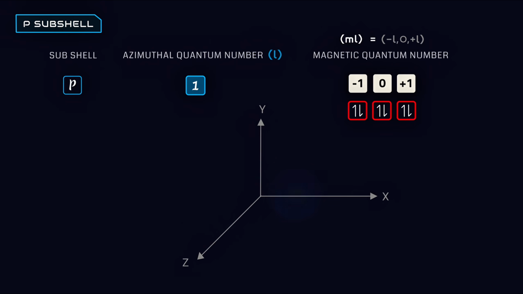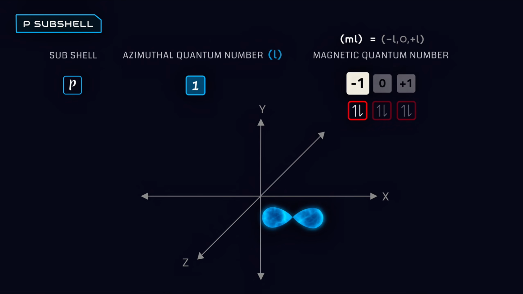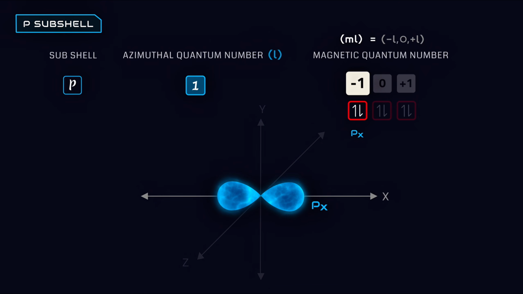The s subshell orbital has a spherical shape, but the p subshell orbitals have a dumbbell shape. The first magnetic quantum number of the p subshell, -1, represents the orientation along the axis of one of the three orbitals. We can consider the first orbital to be aligned along the px axis in 3D space, meaning it extends along the x-axis with two lobes on either side of the nucleus, forming a dumbbell shape.